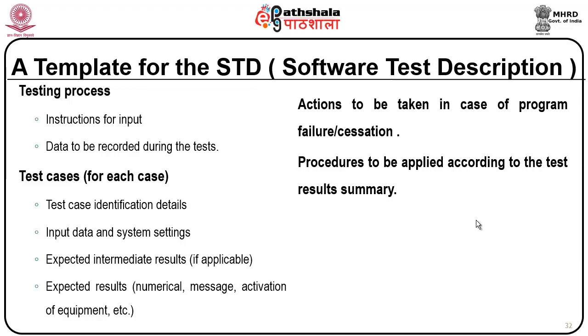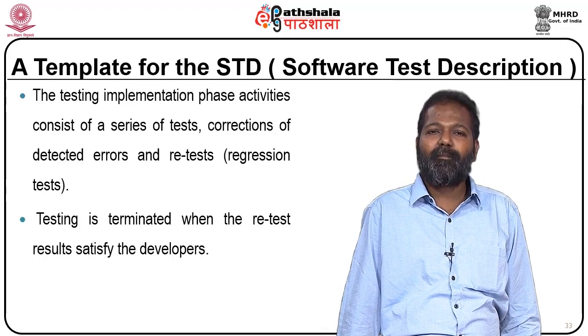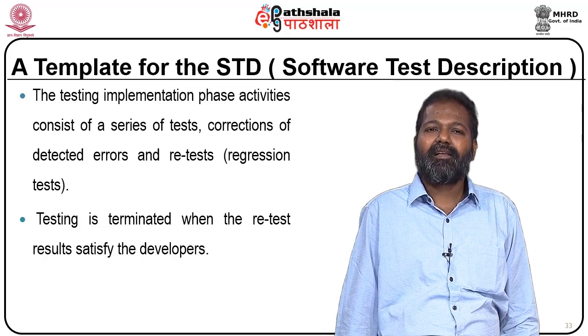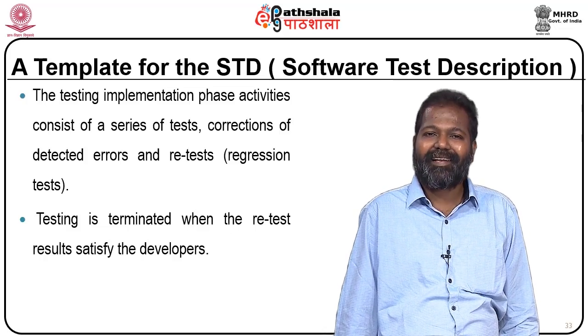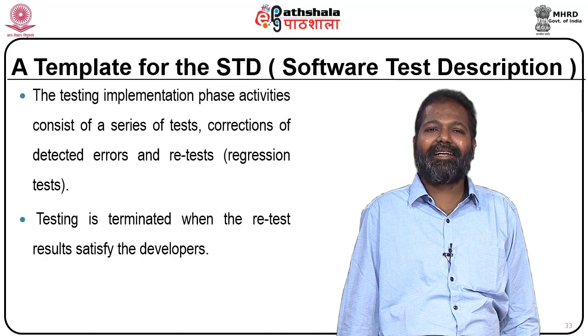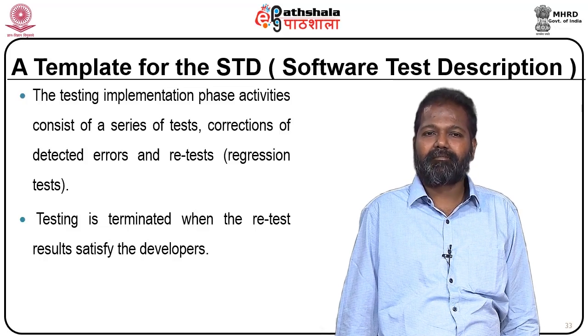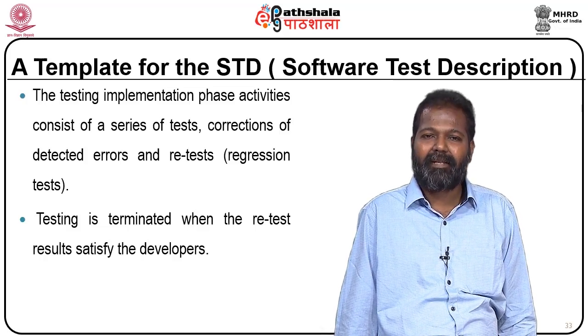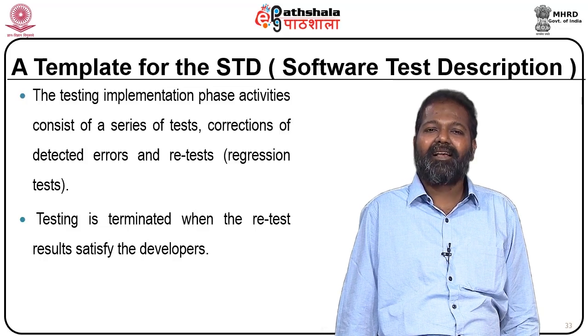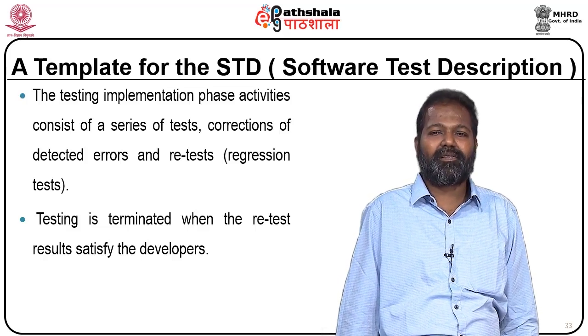Next, actions to be taken in case of program failure, procedures to be applied according to the test results summary. The testing implementation phase activities consist of a series of tests, correction of detected errors and retest. Testing is terminated when the retest results satisfy the developers.